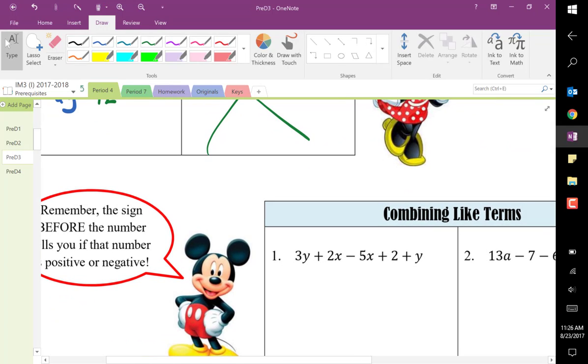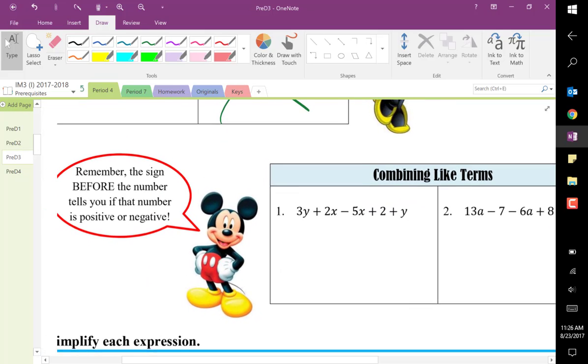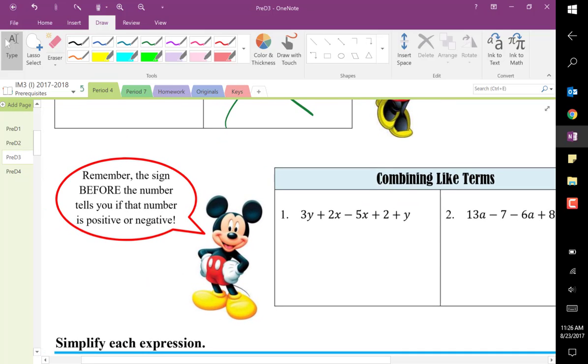Now remember, I told you this yesterday. When you combine like terms, or you multiply, or you're solving, the sign in front of the number goes with it. So that's what Mickey's telling you. The sign before, like the 5x here, it's negative 5x. That's together.